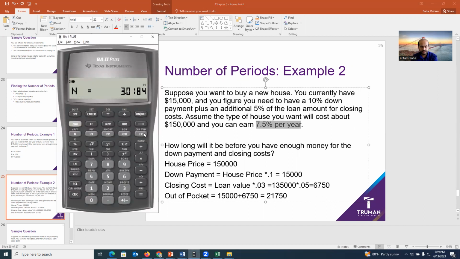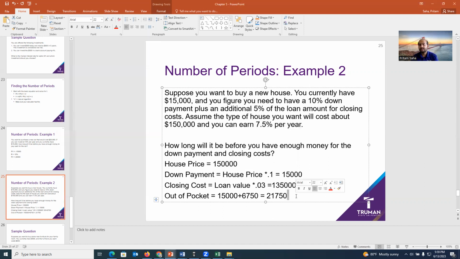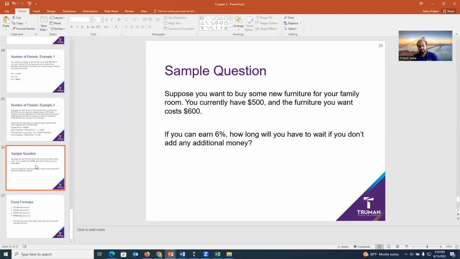So similar process. Rate is 7.5, present value 15,000, payment is 0, future value 21,750, and then compute. So 5.1377 years. So you need 5.1377 years to buy the house. Make sense? So similarly, solve this problem.